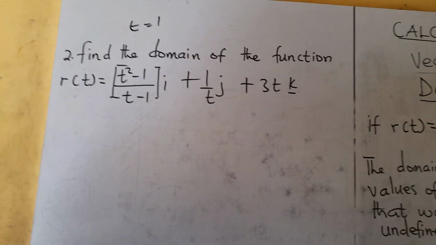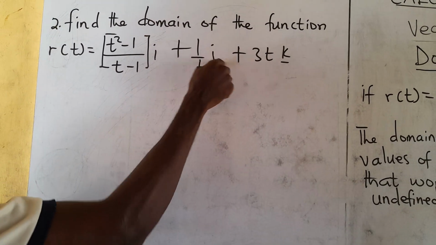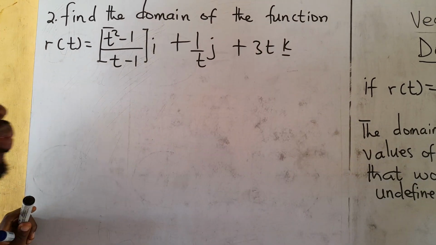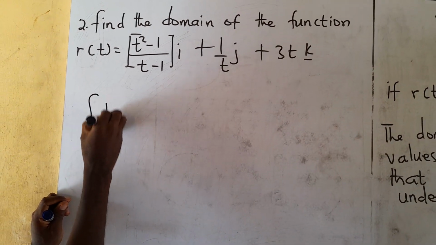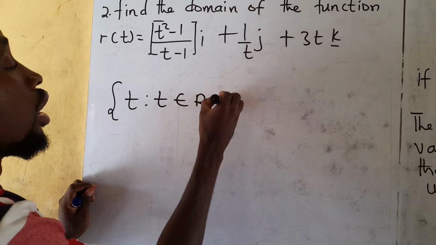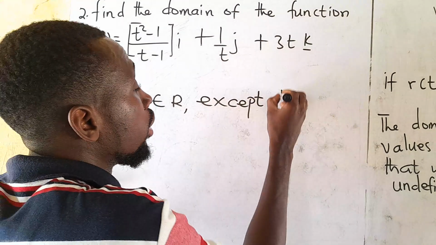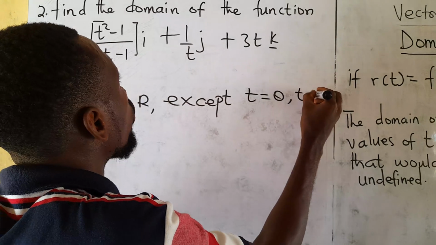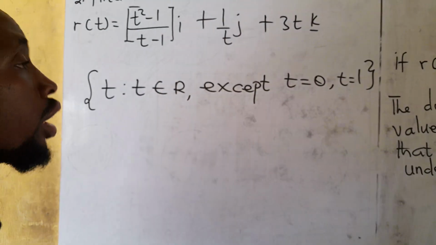The i direction will be undefined. When t is 0, the j direction will be undefined. For the k direction, there is no such value. It takes all possible values of t. Then we can say that the domain will be that the set t is such that t is a member of all real numbers except t equal to 0 and t equal to 1. Then this becomes the domain of our vector valued function.